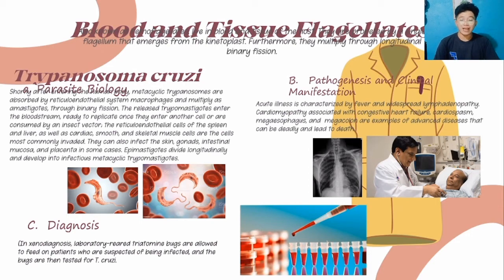Pathogenesis and clinical manifestation. Acute illness is characterized by fever and widespread lymphadenopathy. Cardiomyopathy associated with congestive heart failure, cardiospasm, megaesophagus, and megacolon are examples of advanced disease that can be deadly and lead to death.